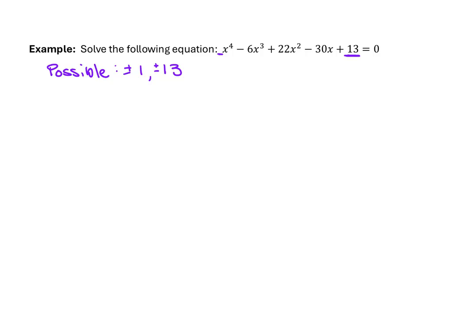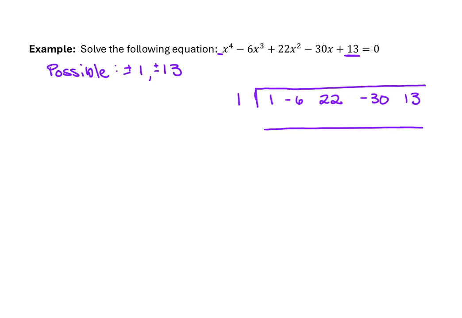All right, for this one, because it is a 4th degree, we are going to need to find 2 zeros to break this down. So let's start with the first one. We have our coefficients 1, negative 6, 22, negative 30, and 13. And let's go ahead and start with 1. I don't know if I can do much multiplying by 13 right now, but we'll go ahead and do it.